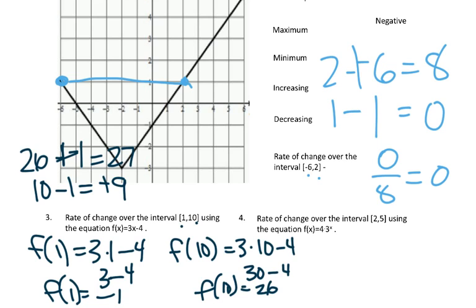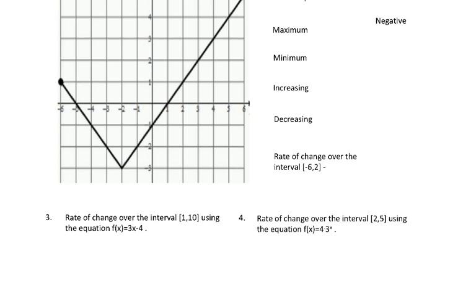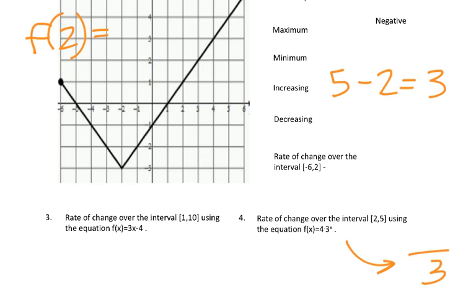Oh, and that's a positive 9. So we'd go 27 over 9, which would be 3, which, because it's linear, same as our slope right there. Now number 4, not so easy because we can tell it's exponential. So I go 5 minus 2 to give me 3 for the bottom. Okay, then I go f of 2, so 4 times 3 squared.